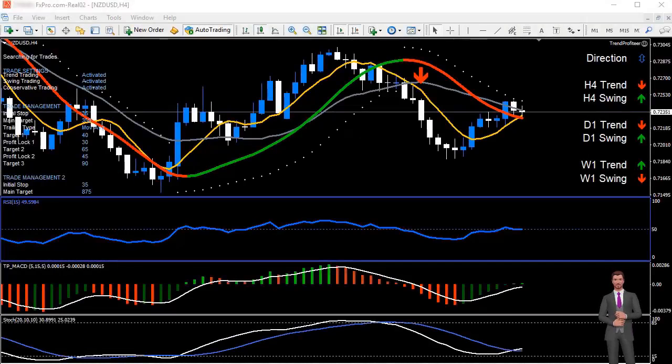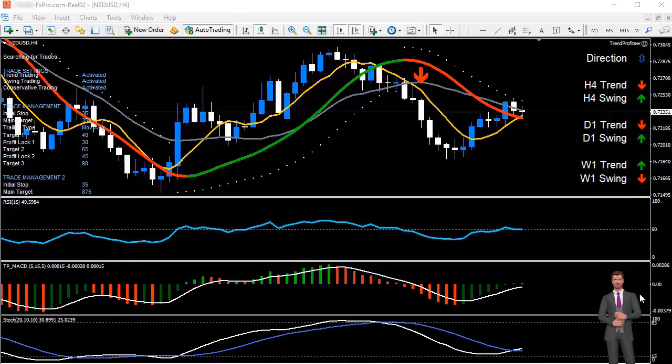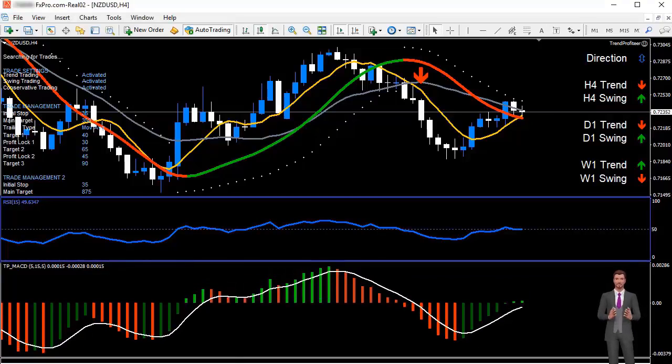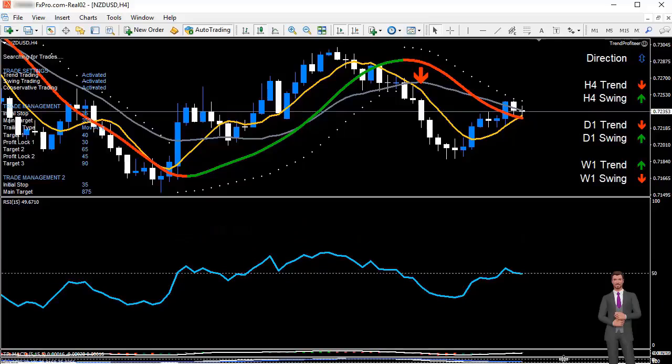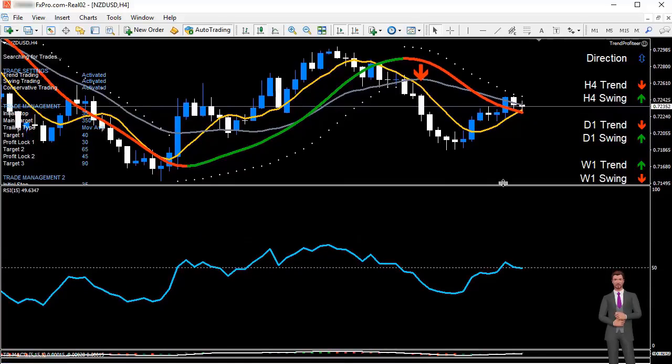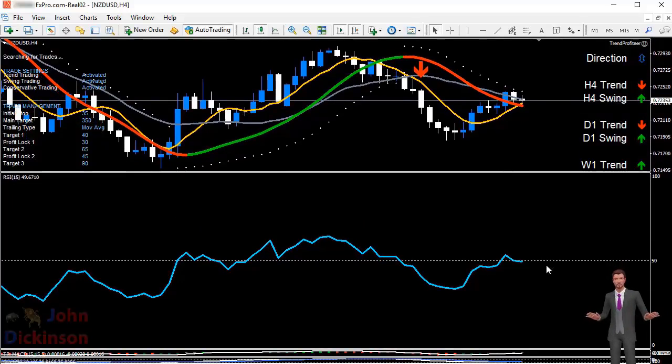The Relative Strength Index is a momentum oscillator indicator developed by Wells Wilder. It compares the magnitude of recent gains and losses over a specified time period to measure speed and change of price movements. The RSI oscillates between 0 and 100. Traditionally, the RSI is considered overbought when above 70, and is considered oversold when below 30.